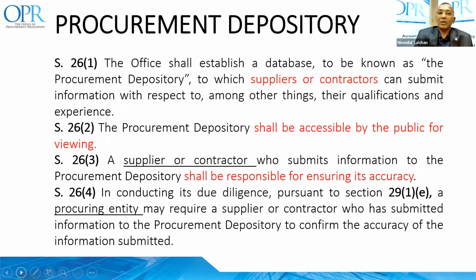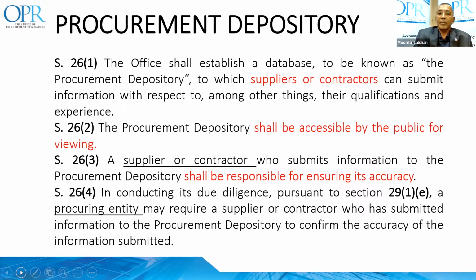The suppliers or contractors who submit information to the procurement depository shall be responsible for ensuring its accuracy. So suppliers and contractors, you need to make sure that whatever is put in that depository is accurate and no fraudulent documents are uploaded. That could lead to serious consequences of being knocked off the depository for a period of up to 10 years, and you would not be able to do business with any public body in Trinidad and Tobago.